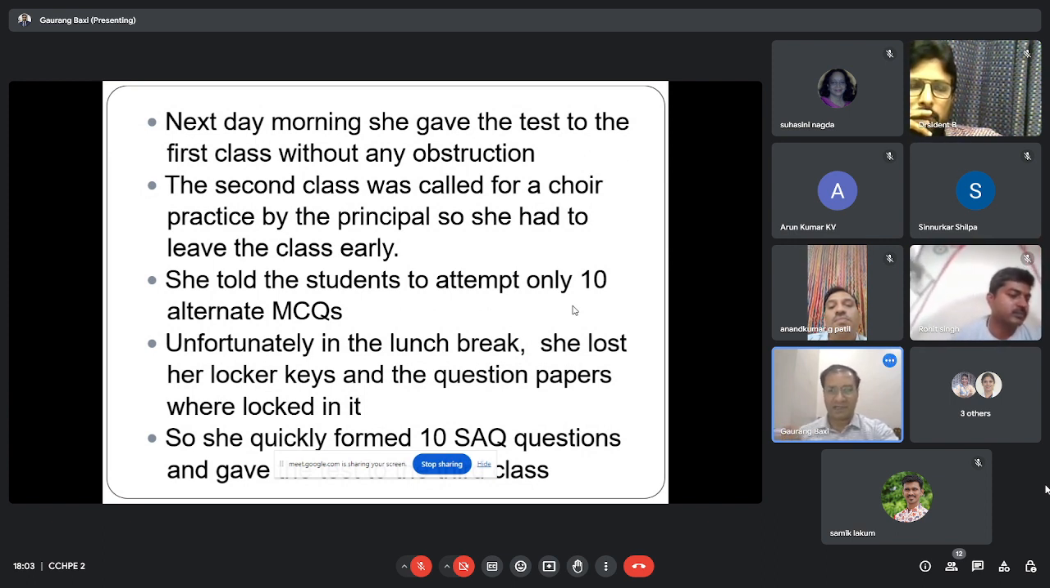She thought that she would just double the marks in the end. All the students attempted 10 questions, and she decided that she would just multiply by 2 to bring about uniformity.